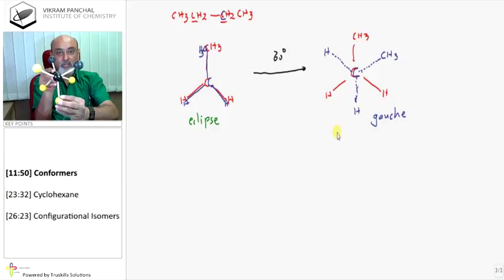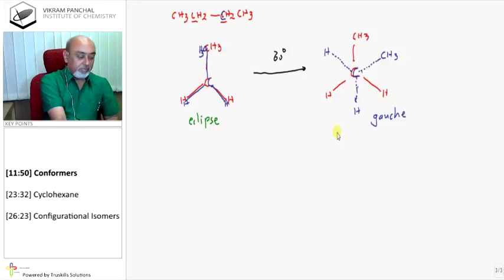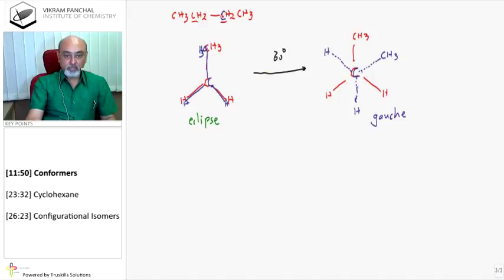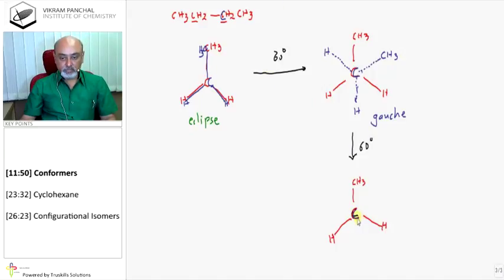Now we will give one more 60 degree rotation. So it looks like this. That means now methyl and hydrogens are coming in the same line: hydrogen, methyl, and hydrogen, hydrogen. This is known as partly eclipse. Carbon. Now the methyl group moves over here. On the back side of this, hydrogen, and here also hydrogen. This is known as partly eclipse.